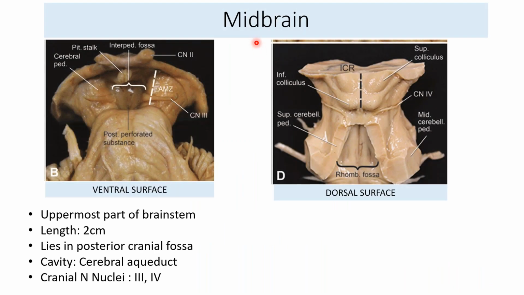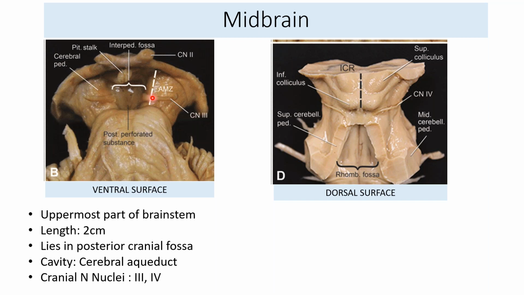So by now you know the midbrain is the first part of the brainstem which connects the brainstem to the cerebrum. These are the two pictures showing the ventral and the dorsal aspects of the brainstem and the midbrain. It is the uppermost part, approximately 2 centimeters in length, and it lies in the posterior cranial fossa. It has a central cavity called the aqueduct of Sylvius or the cerebral aqueduct, and two important cranial nerves, the cranial nerve third and fourth, that is oculomotor and trochlear, are related to the midbrain.